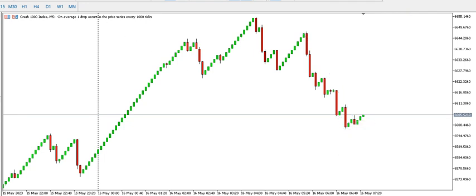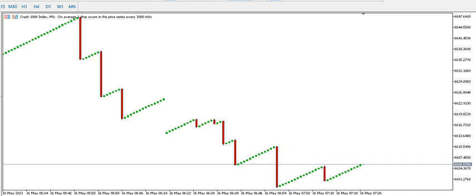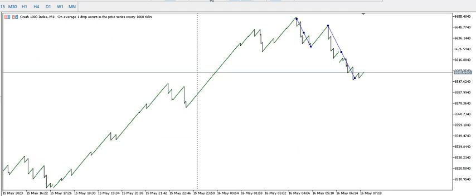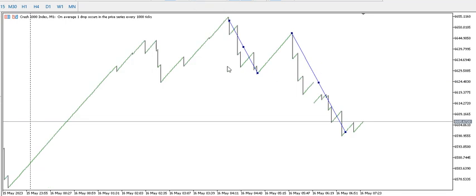Looking at the 1 minute time frame, you can see the spikes continue to go, keep having spikes. Okay, spikes, then the retracement, then spike. Currently we're having a retracement, but the overall trend is bullish, so you might consider joining the buyers to buy Crash 1000 index.